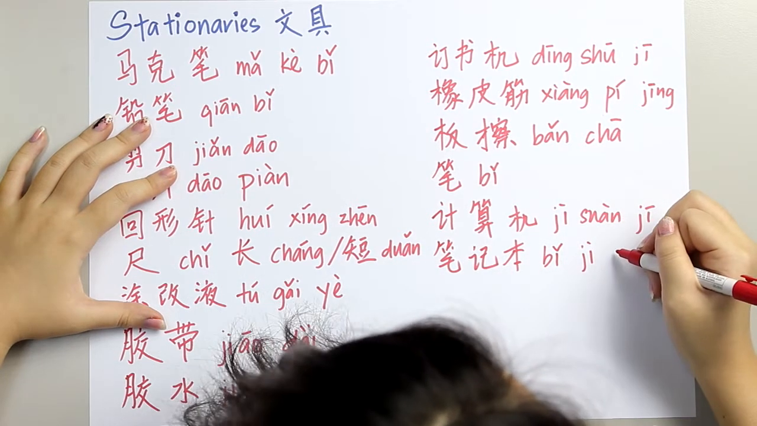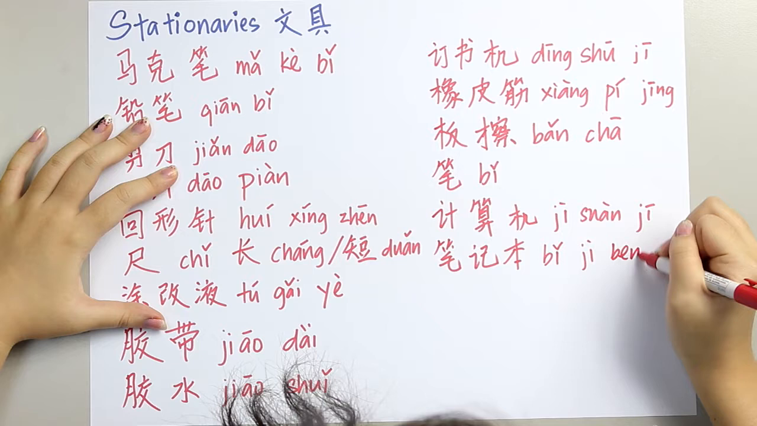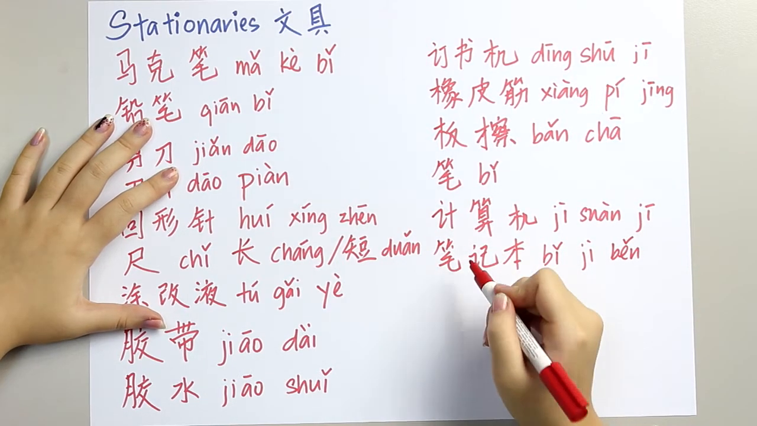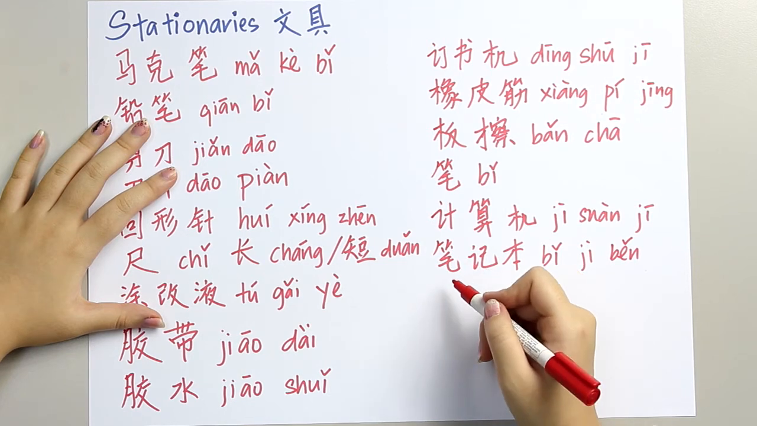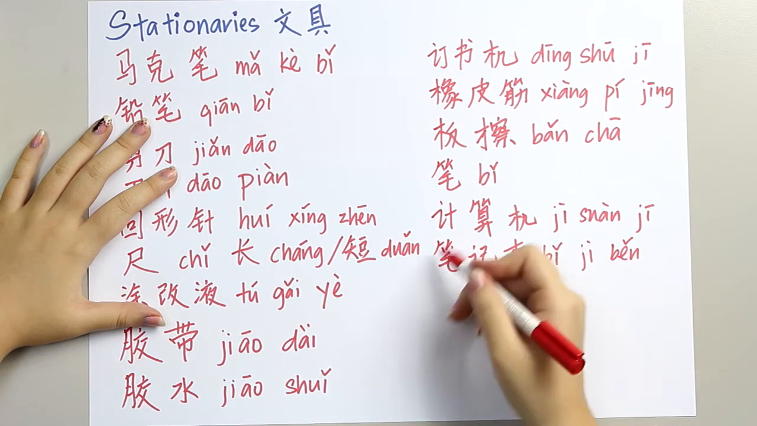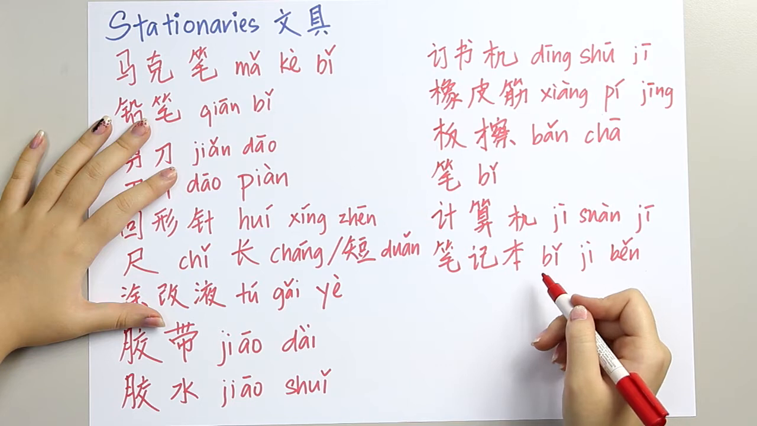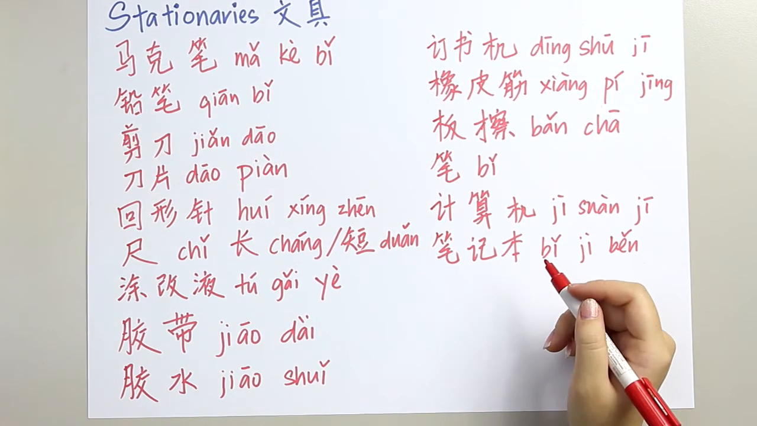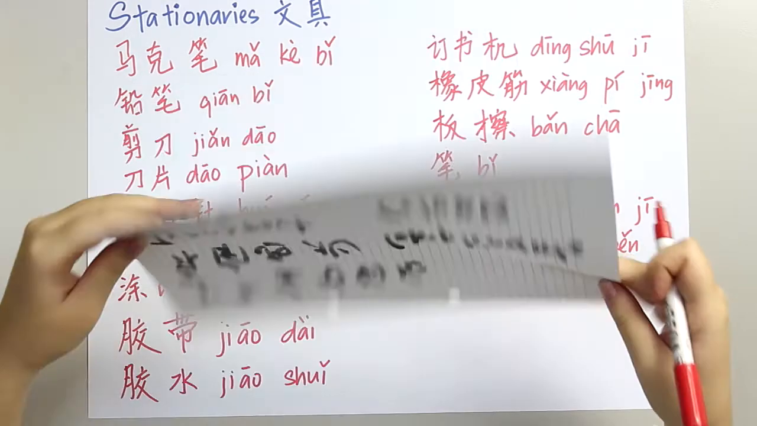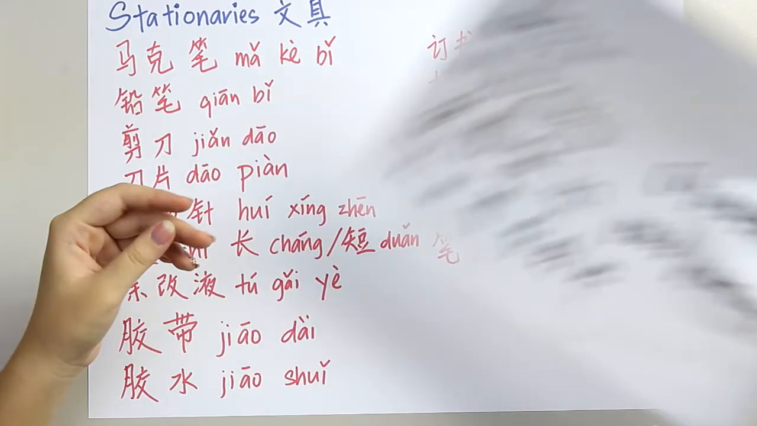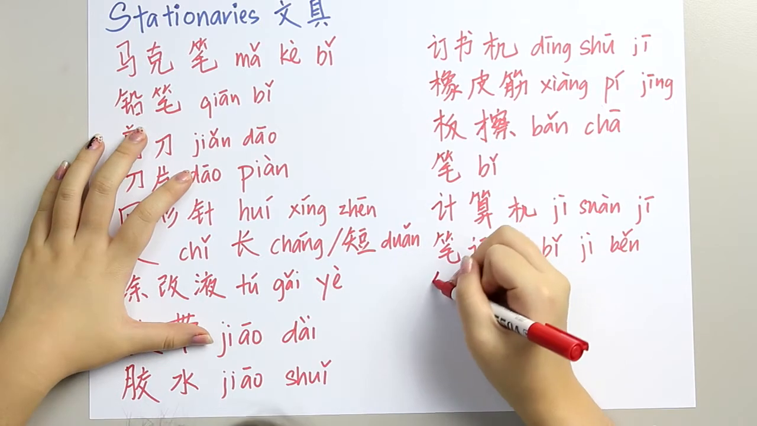Because we normally use pen to write. So, pen refers to 笔. 记 refers to record. So we use pen to record in a book. So that book we call 笔记本. Easy to remember, right? And this paper, we call it 纸张.